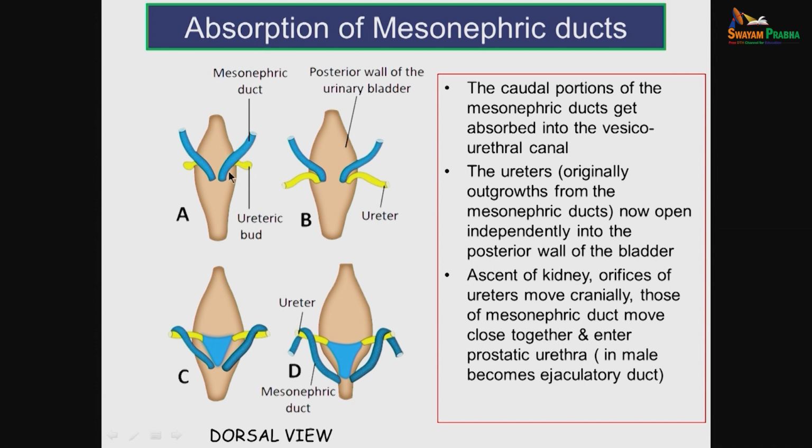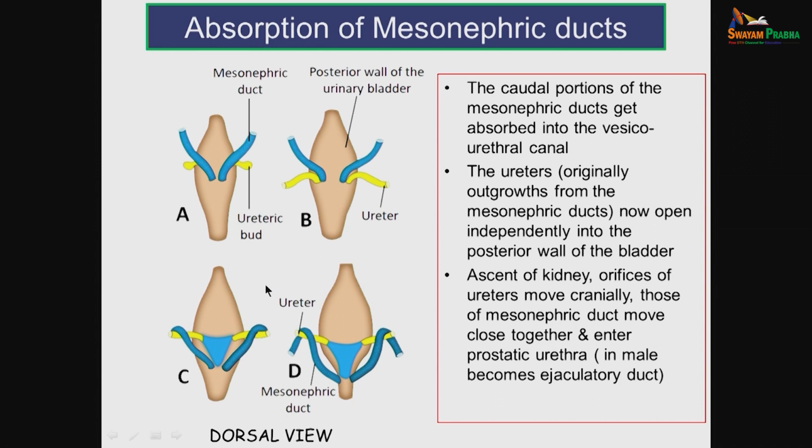Now, what happens is, this caudal portion of mesonephric duct is absorbed into the vesico-ureteral canal. See the difference between this picture and this picture. This portion is absorbed into the vesico-ureteral canal. Because of this absorption, the ureters, initially an outgrowth from the mesonephric duct, are now opening independently into the posterior wall of the bladder.